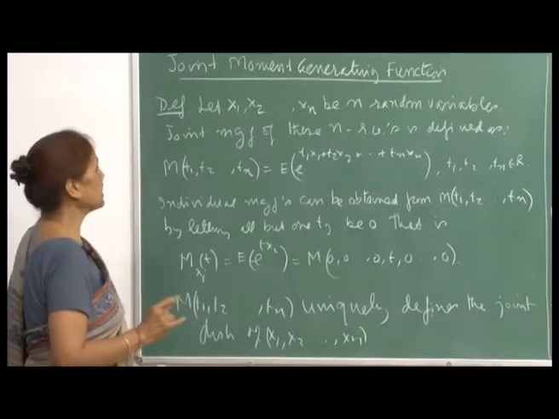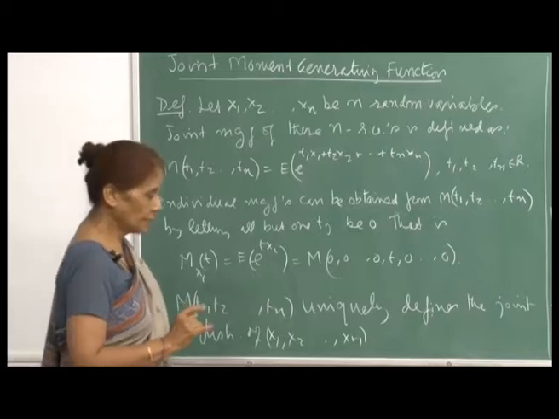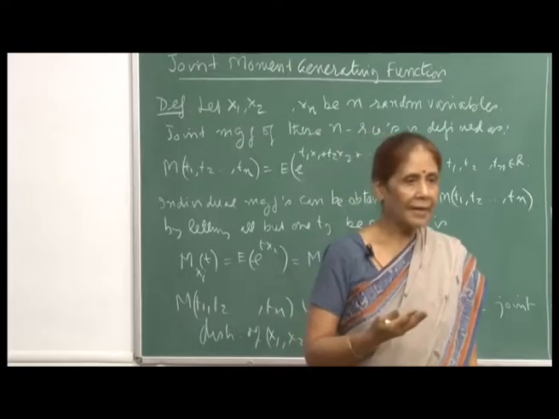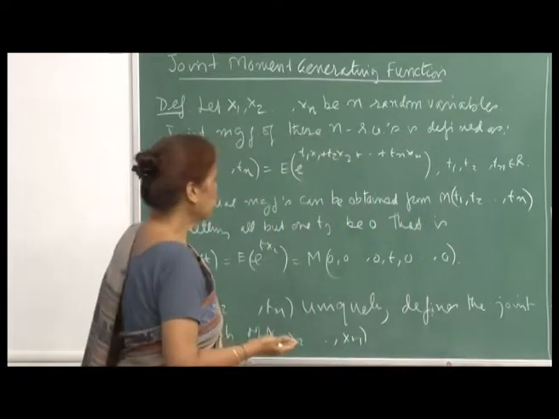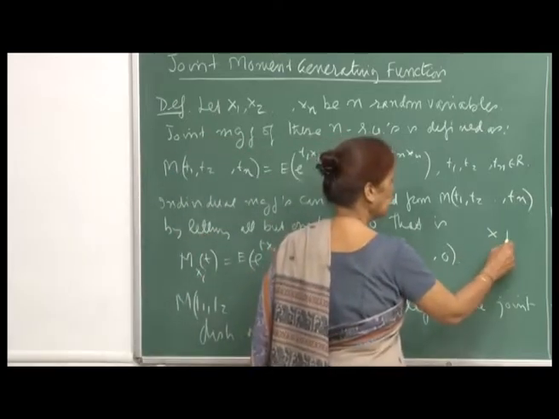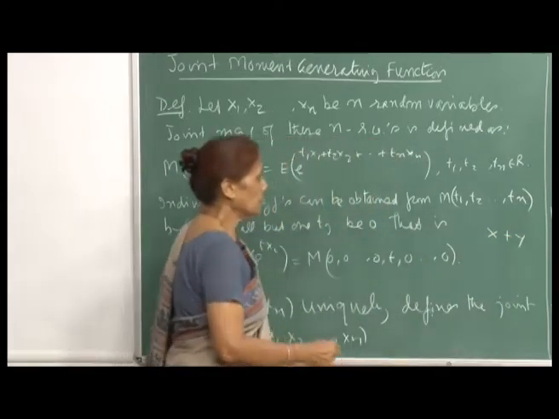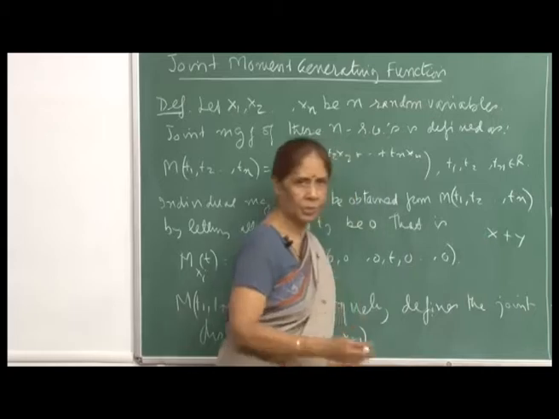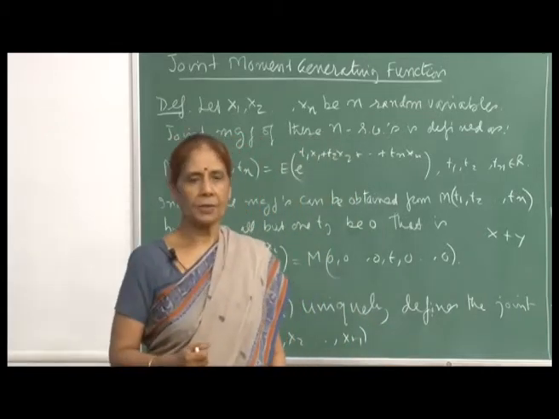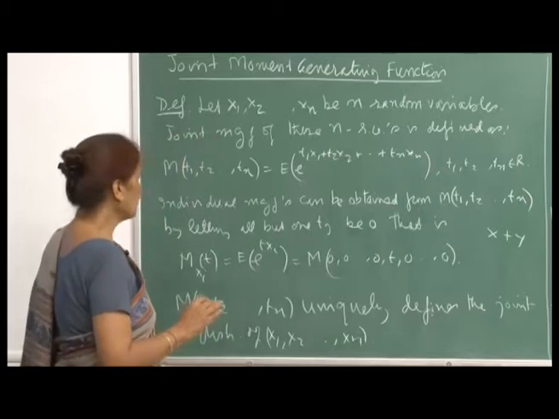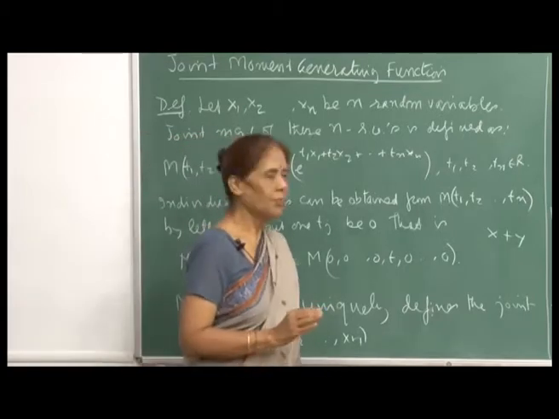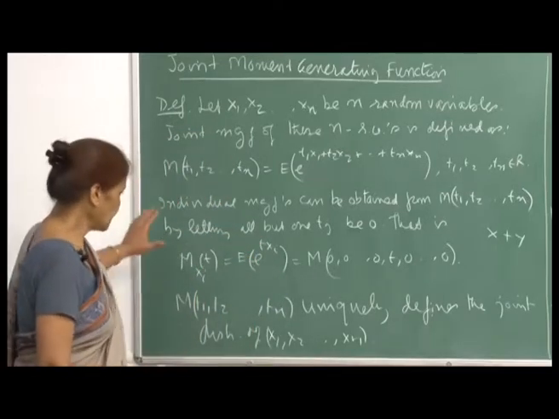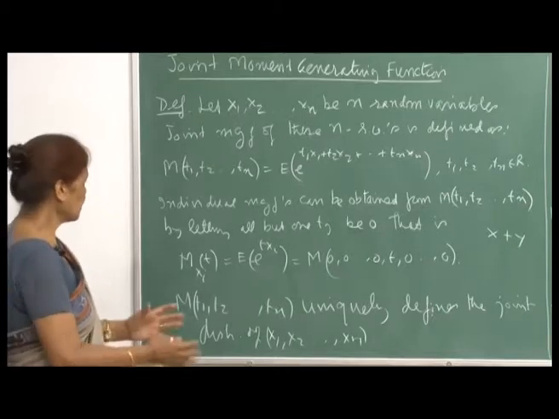We talked about the moment generating function for a single random variable, and then we talked about how we could compute it for sums of independent random variables. When two random variables x and y are independent, through independence we could define the moment generating function of x plus y, because it was just the product of the moment generating functions of x and y. But there should be a general definition of the moment generating function of more than one variable when they are not independent.